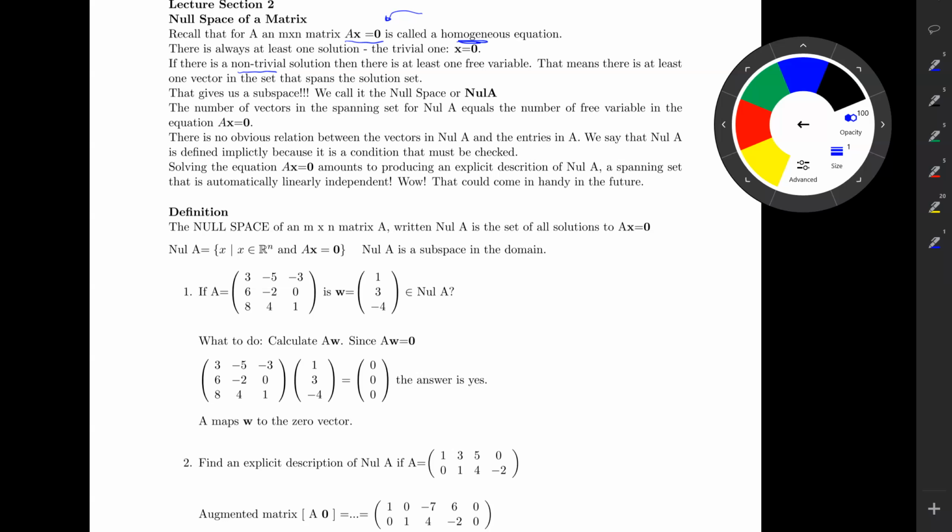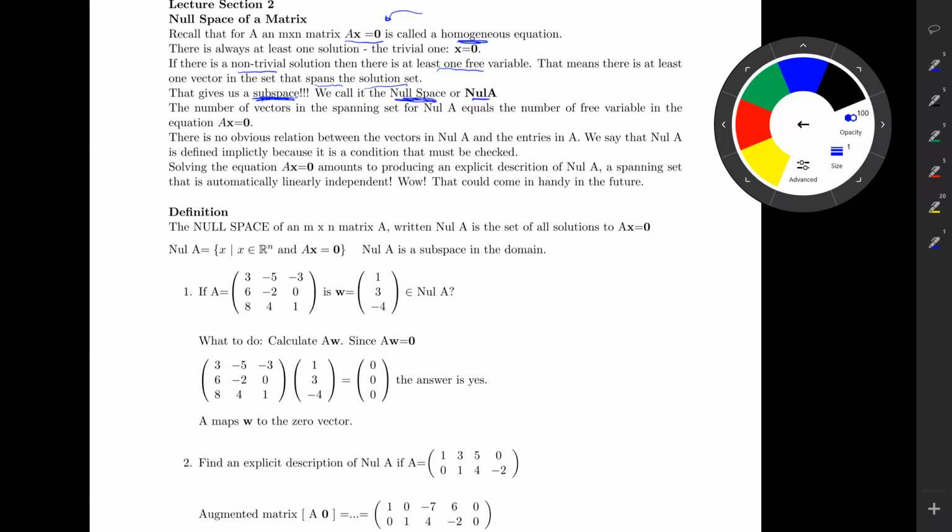And if there's a non-trivial solution, which means there's some vector x, maybe it has some zeros in it, but it's not all 0. In order to get a non-trivial solution, there has to be at least one free variable. And then when we find the free variable, that means that we can set the solution as a span of the vector, and that vector will span the solution set. All right, so wait a minute, doesn't that give us a subspace? If I can say a span of a vector, that means I've got a subspace. And so what we do is we call this the place that all the vectors x that go to 0, the null space, or null A.